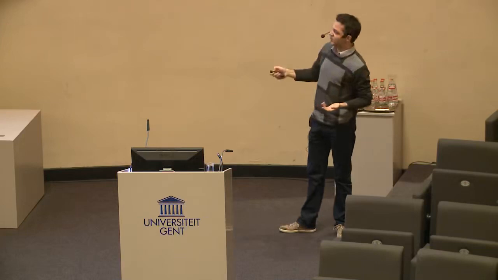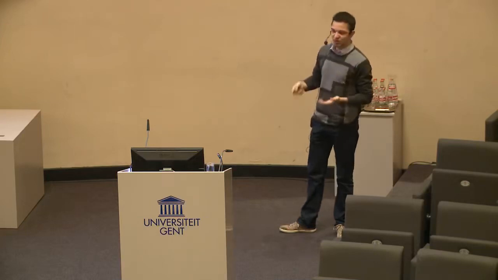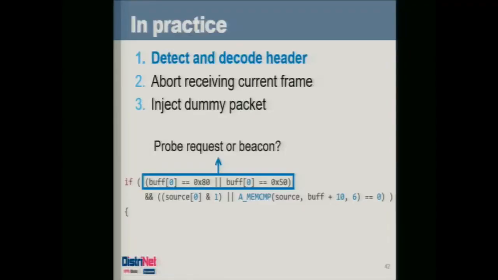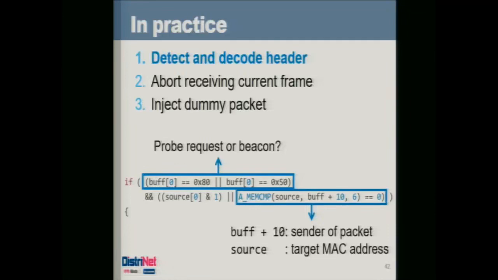We simply can read the memory, and we can, for example, check, is it a probe request or is it a beacon? And then we can also see, do we want to jam this frame or not? Basically, we compare the MAC address of the sender of this packet with the MAC address of the source that we want to attack. And if we indeed want to block this frame, we will stop receiving the current frame.